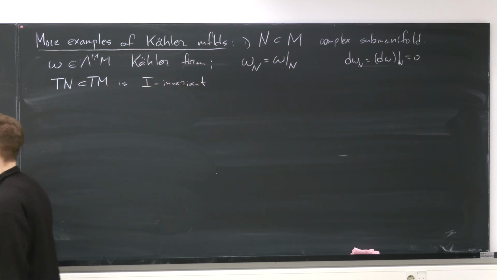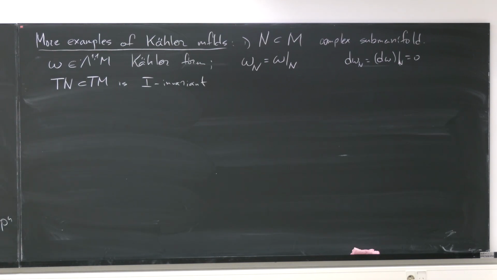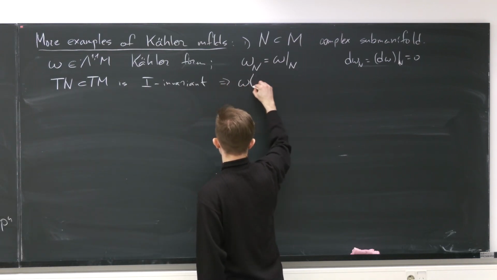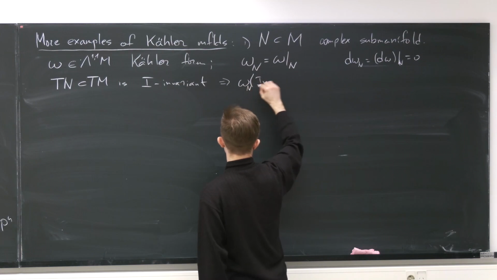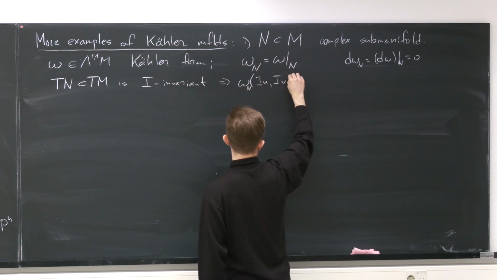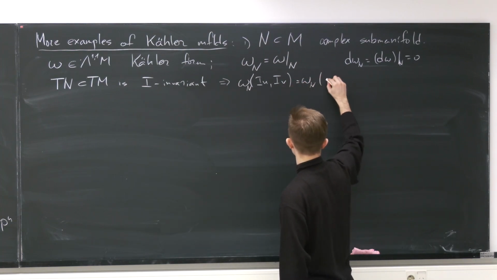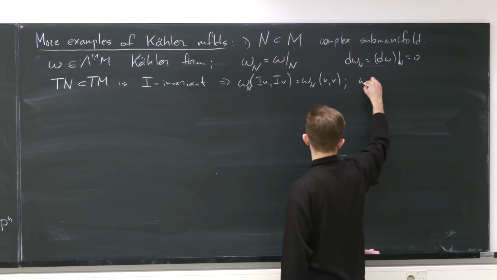When we look at these conditions, we just have to take some tangent vectors to N, apply the complex structure to them, and check this invariance and positivity. But since they are satisfied on M, they will also be satisfied on N. So this will be invariant and positive.